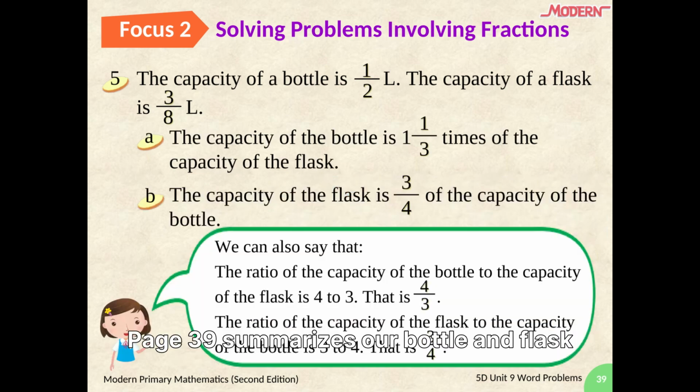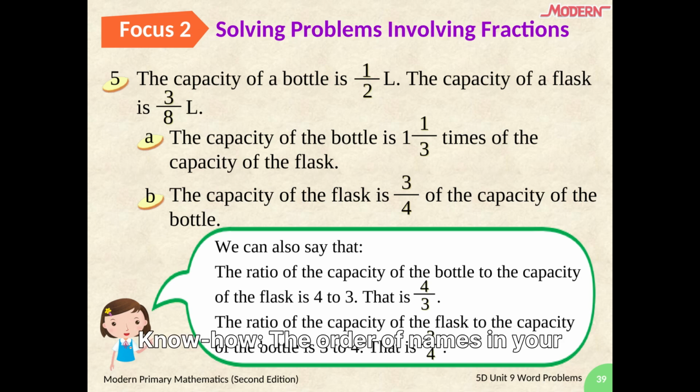Page 39 summarizes our bottle and flask findings. We can say the ratio of the bottle to the flask is 4 to 3, or the flask to the bottle is 3 to 4. Thinking way: 1 and 1/3 times is the same as the ratio 4 to 3, and 3/4 is the same as the ratio 3 to 4. Ratios and fractions are siblings. Look at the fractions 4 over 3 and 3 over 4. Notice anything? They are flipped versions of each other. This symmetry is the beauty of math.